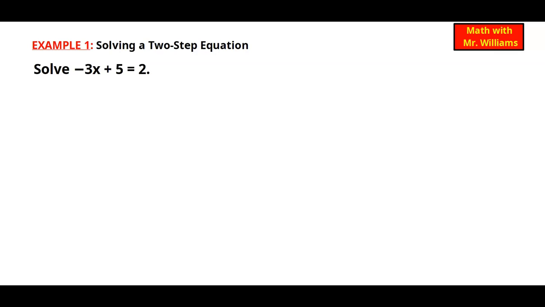Math with Mr. Williams, example 1, solving a two-step equation. Solve negative 3x plus 5 equals 2. Let's go and write down our equation. So we have negative 3x plus 5 equals 2. We're going to draw our line of equality.